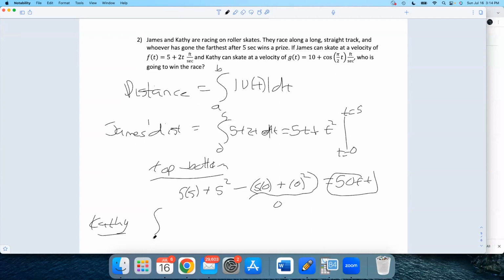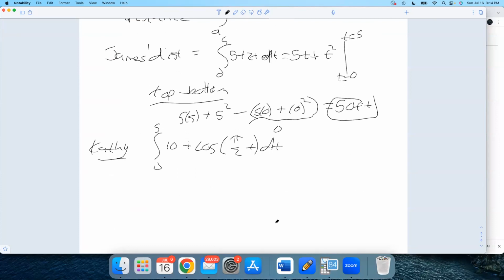So we're going to have the antiderivative from 0 to 5 of 10 plus cosine of pi over 2 t dt. Now, we haven't done integration by substitution yet. We're going to have to kind of work our way through this antiderivative. We're going to have to think about it a little bit. And then in the next set of videos, I'm going to teach you integration by substitution, which is really what we're doing here.